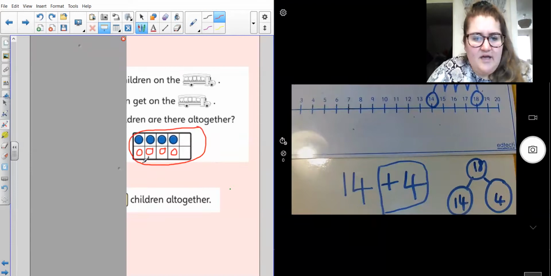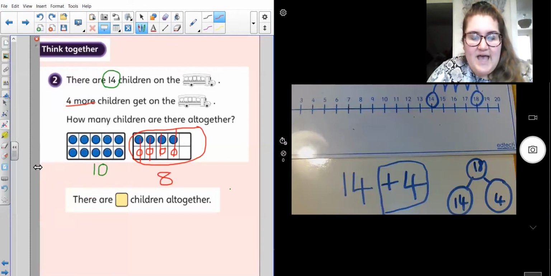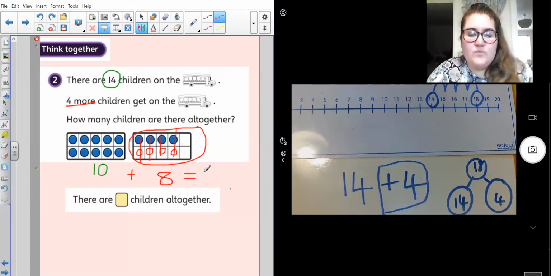I can see 4 groups of 2. Okay, and I can see 2 groups of 4. So I wonder how many there are. Let's see, let's count in 2s. 2, 4, 6, 8. There are 8. And if we add our 10 and our 8, 1 10 and 8 ones, the answer is 18.